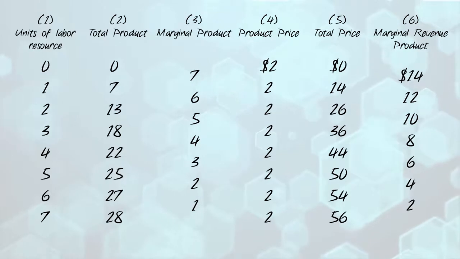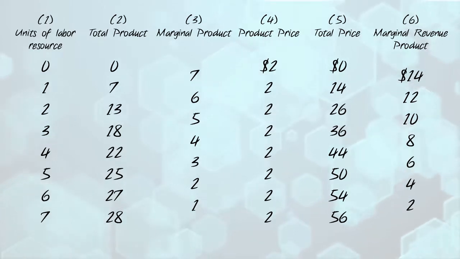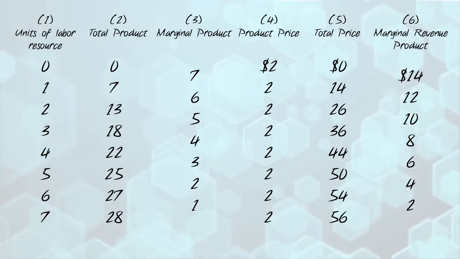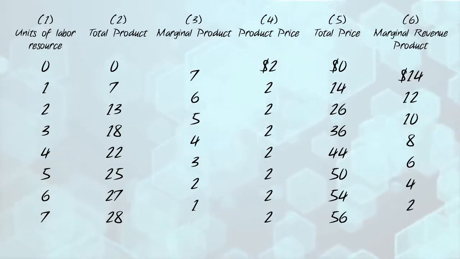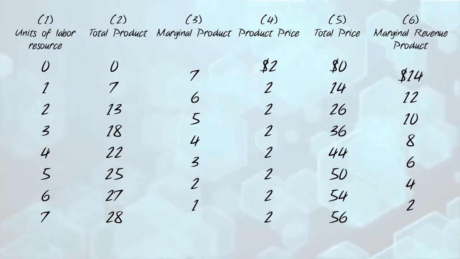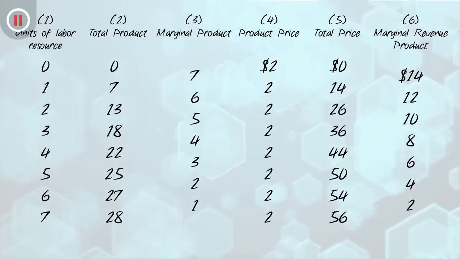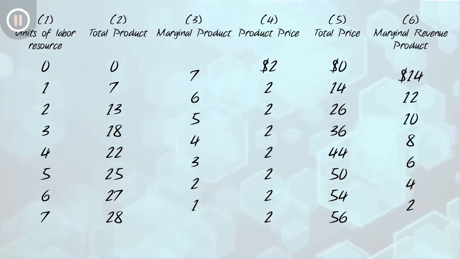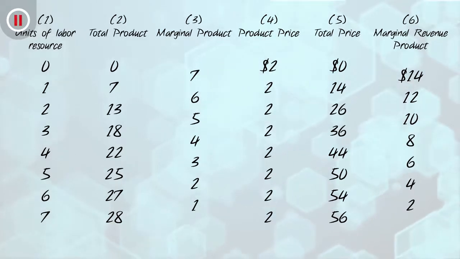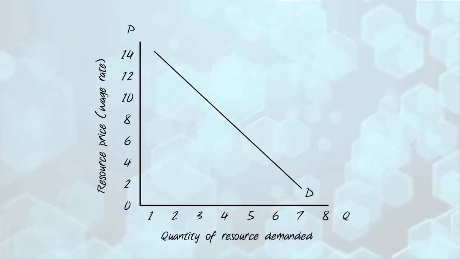This is because each point on the schedule or curve indicates the number of workers that the firm would hire for each possible wage rate that might exist. So from this table, why don't you try now graphing the demand curve for labor as we pause the presentation. Does your graph look like this?